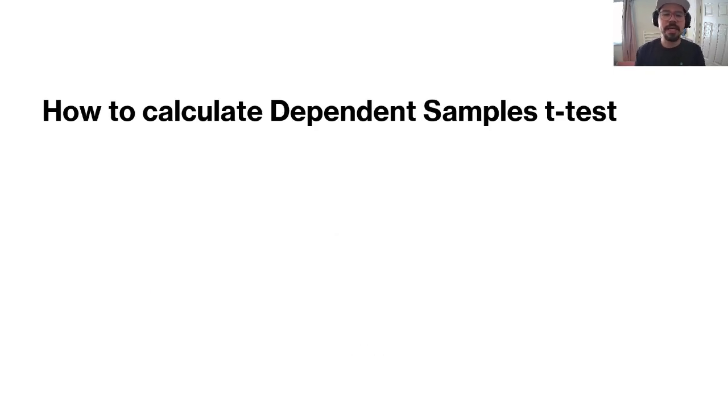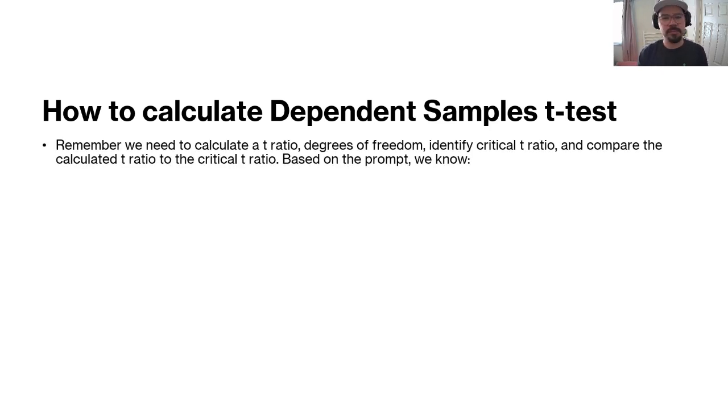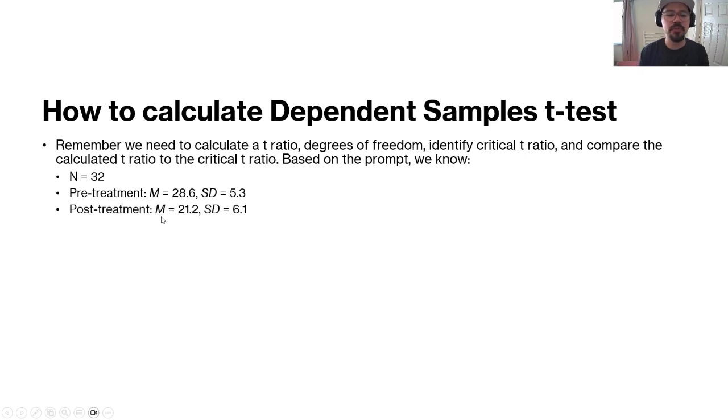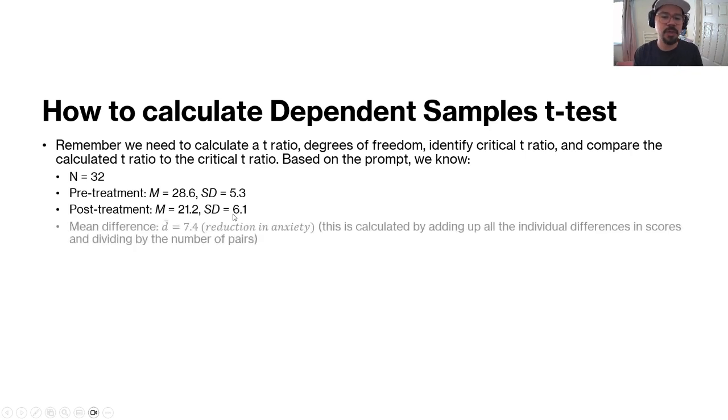All right, so how do we calculate in a dependent samples t-test? Same kind of overarching process where we're calculating the t-ratio, degrees of freedom, identifying the critical t-ratio, and comparing them to one another. Based on the prompt, we know that we have an N of 32. We have 32 people who participated in this study. Our pre-treatment values were a mean of 28.6, standard deviation 5.3. Post-treatment was a mean of 21.2, standard deviation 6.1. The mean difference was 7.4. It's a reduction in anxiety based on the differences between pre and post treatment.